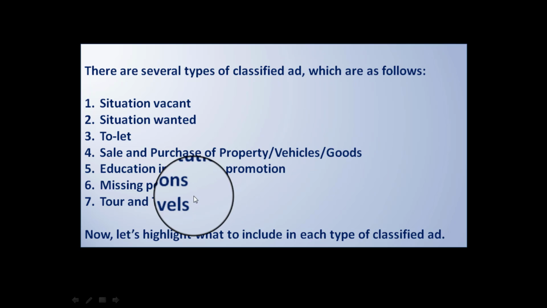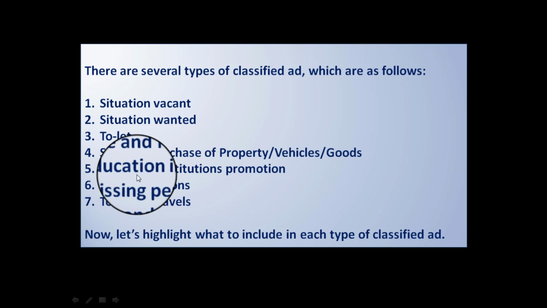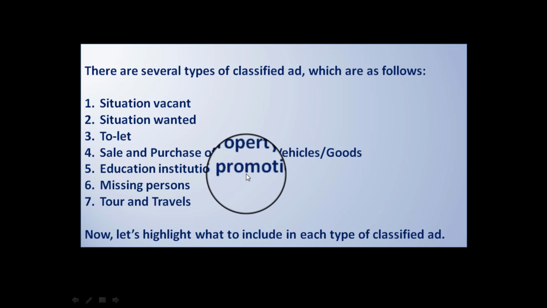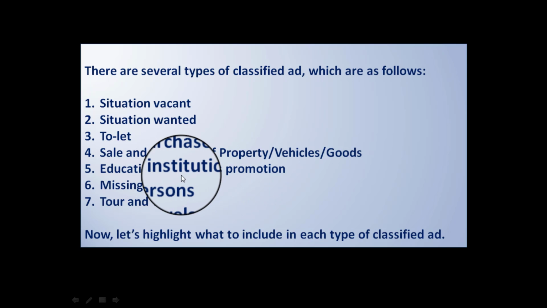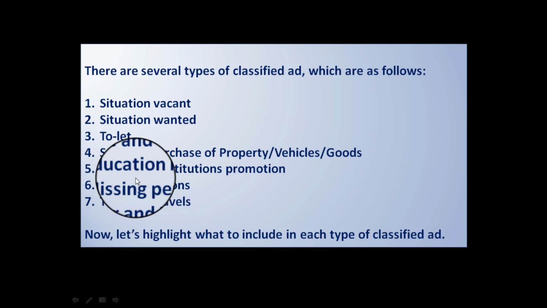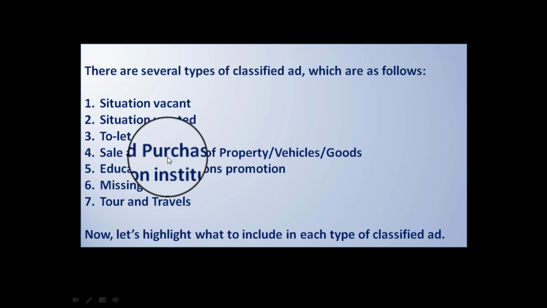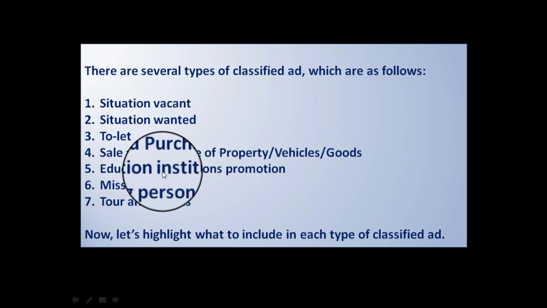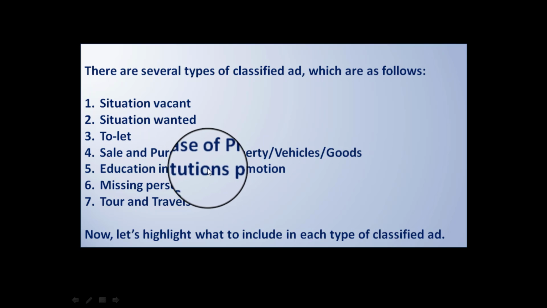The fifth is what? Education. Educational institutions also promote their institutions and services. You might have seen different IT institutes, medical institutes, or competitive examination preparation institutes. They promote themselves through advertisements also. Institutions are of different scales. Some institutions are of small scale, and they advertise through the classified section.